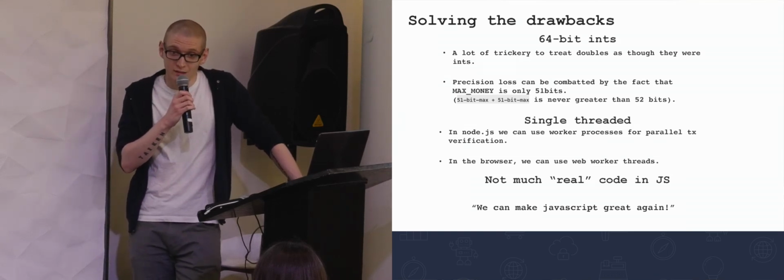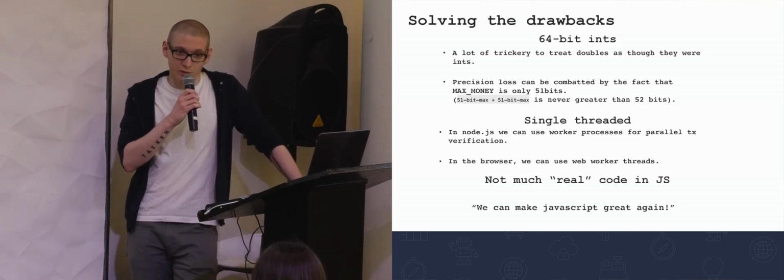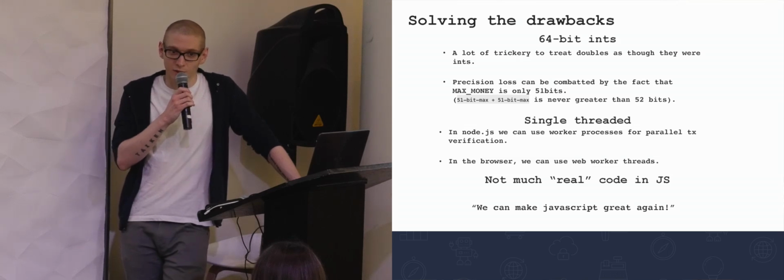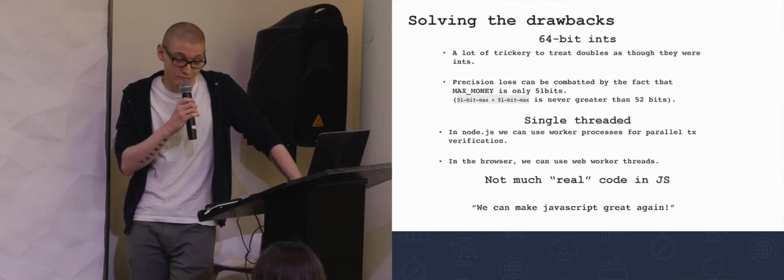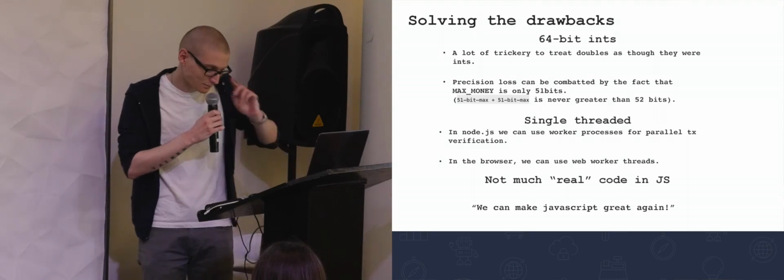So JavaScript is single-threaded, so we can solve this by using worker processes in Node.js and worker threads, or web worker threads, in the browser. And it actually works pretty well. So, if you have 4 cores, you can spin up 4 worker processes in Node.js, and you can verify 4 transactions at the same time. You have a block that comes in, you can parallelize transaction verification.